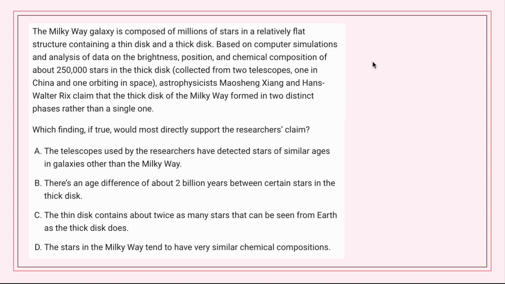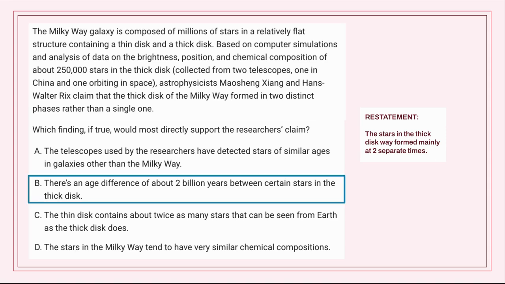So if I had to restate that in my own words, I'd just say the stars in the thick disk form mainly at two separate times. So think of it as one group forming at one time and then another group of stars forming at a later time. But they're just basically two main times. Okay, so see which of the answer choices best backs up this claim that we got.